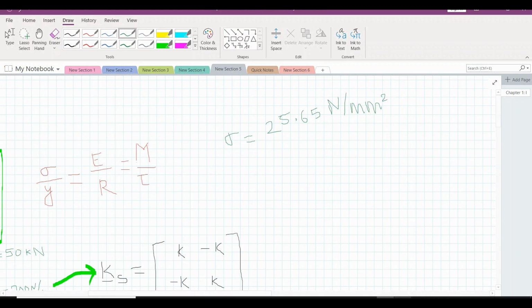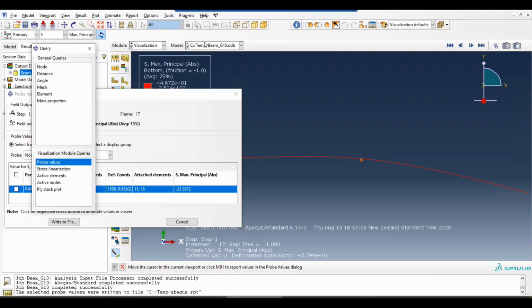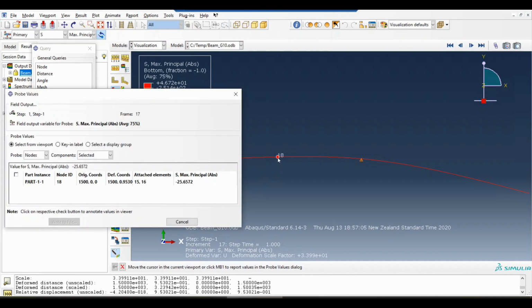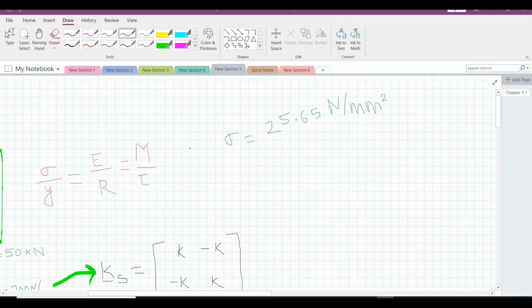Now to find our moment at that location, let's find out the location. Click here, it's this one, and let's go to probability. Okay, yeah, that is it. So the distance here is 1.5 meters, right at the center. So for this case, if you want to find our moment, we have to use this ratio equals to this ratio. Now if we equate it, we can write moment M equals sigma times I by y.